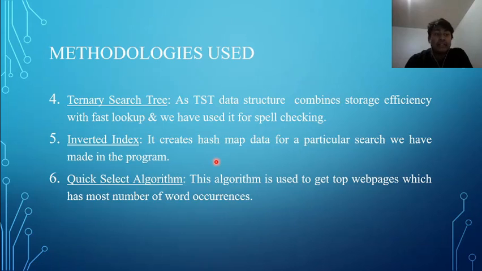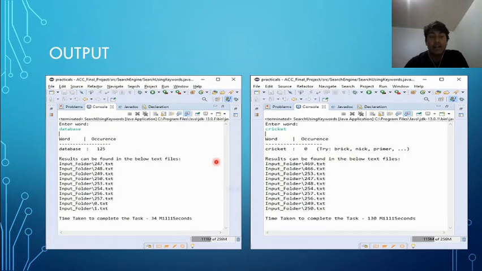Basically, we are using this algorithm to find the top 10 pages by word frequency. Once the input words are matched and we get all the text files containing those words, we apply quick select to fetch the top 10 files and display these as our results. So these are the output files. We have searched the word database and we're getting these 10 text files which contain the input word. There might be other text files containing the word database, but we are only looking for the top 10 results.